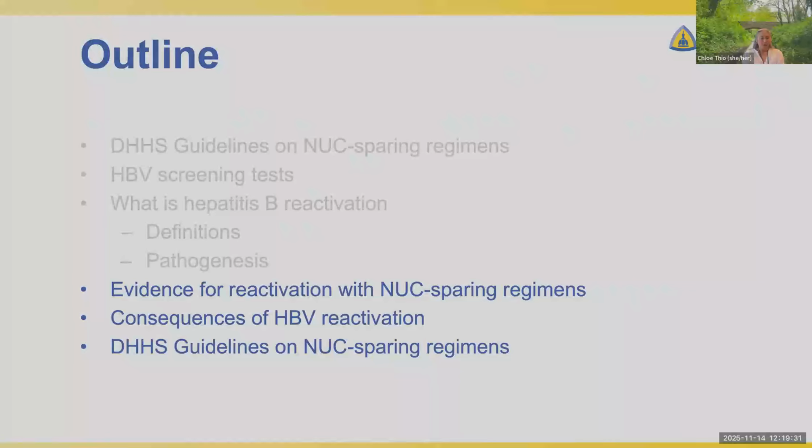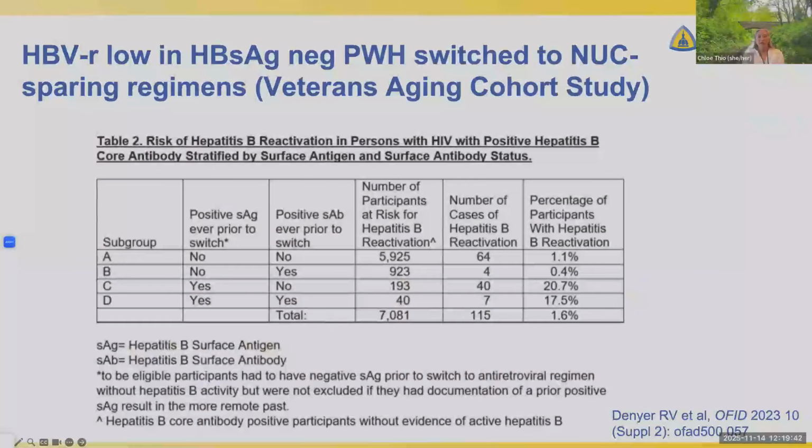All right, so the next thing I'm going to talk about is what is the evidence for reactivation with nucleoside-sparing regimens. So this is a study that was in the VACS cohort, the Veterans Aging Cohort Study. It was presented at CROI maybe 4 years ago and still hasn't been published. But this is a large database of veterans in the United States, and they looked for all individuals who were switched to a nucleoside-sparing regimen who were core antibody positive.